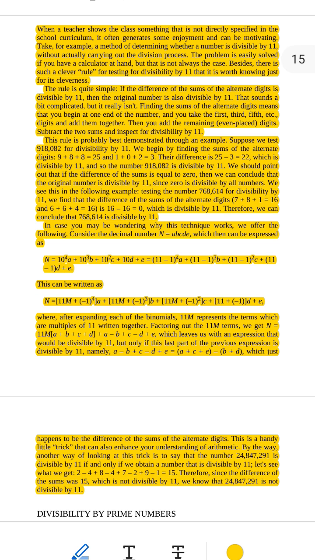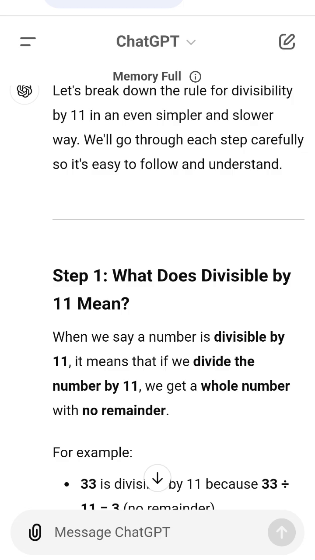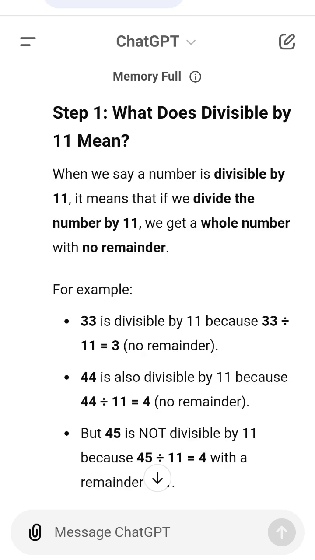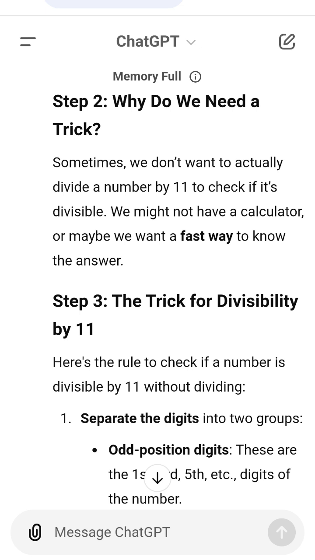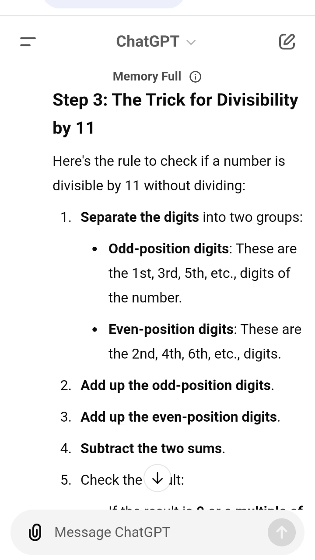3. Add up the odd position digits. 7 plus 8 plus 1 is 16. 4. Add up the even position digits. 6 plus 6 plus 4 equals 16. 5. Subtract the two sums. 16 minus 16 equals 0. 6. Check if 0 is a multiple of 11. Yes, 0 is divisible by every number, including 11. So the number is divisible by 11.